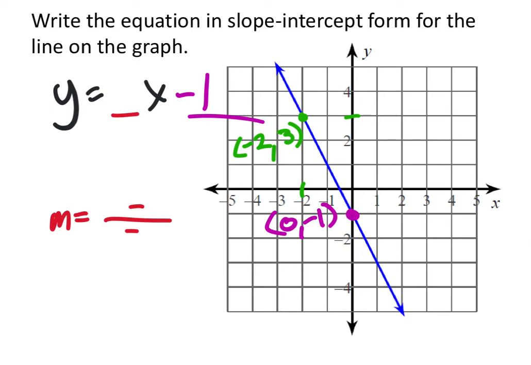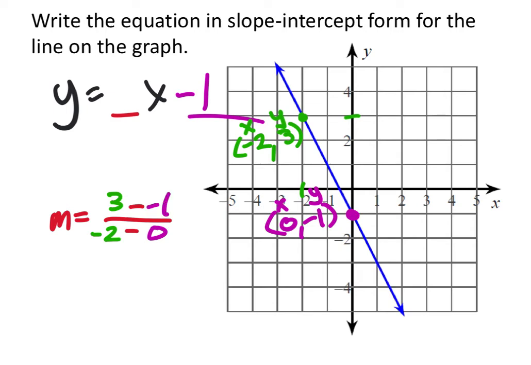I don't know. But in any case, I'll start with the green point, which is x is negative 2, y is 3, right? So the x's go in the denominator. That's negative 2. The y values go in the numerator, which is 3. Negative 2, 3. There's our ordered pair. And then for the purple point, x is 0 and y is negative 1. So x is going in the denominator, y is in the numerator.